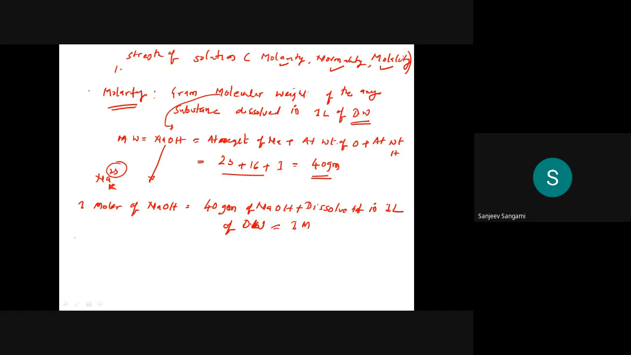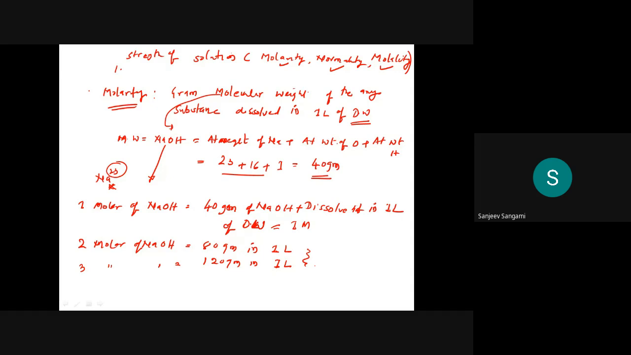Suppose I want to prepare 2 molar NaOH, then I have to weigh 80 grams in 1 liter. Similarly, if I want to prepare 3 molar NaOH, then 120 gram in 1 liter. It is not in 2 liters or 3 liters. Very important. This kind of problem many times they are going to ask in many of your competitive exams.